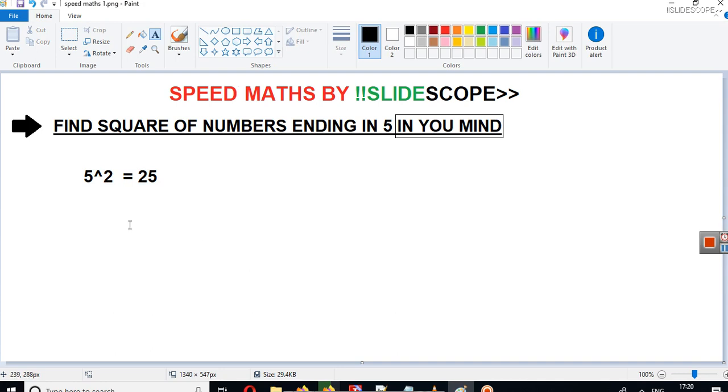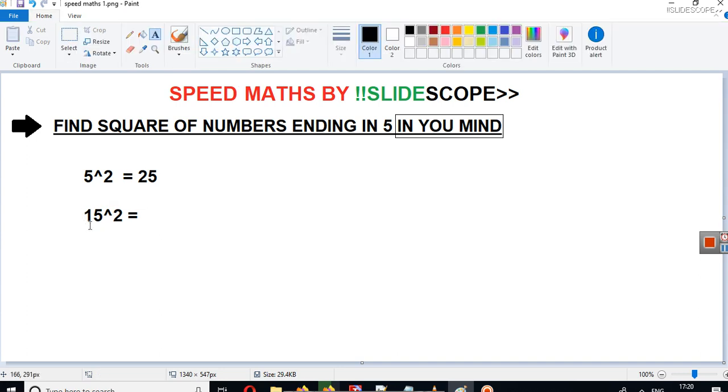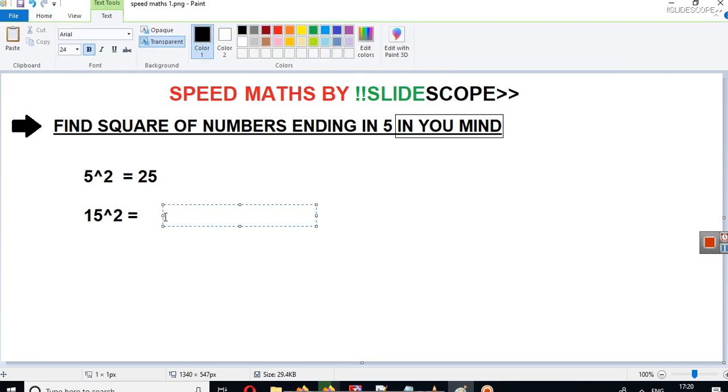The first number that ends in 5 is 5 actually. 5 square is 25. Now most people also remember the square of 15, but now we will start the trick here. So the number here is 15. First, just write 25 in the end.